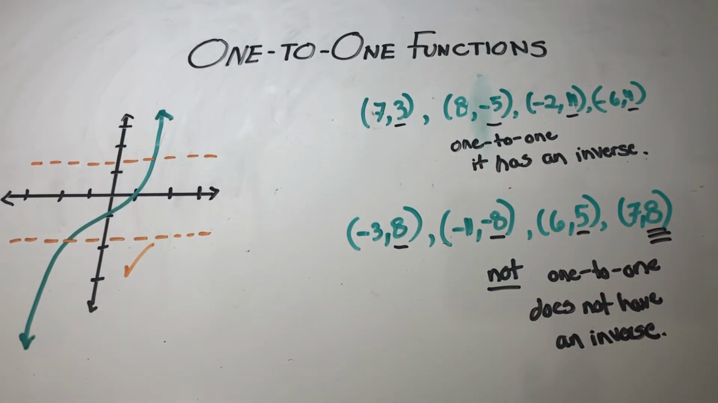There's not a lot of math to it, really. You can determine if a function is one-to-one just by looking at the graph, as we did in the previous examples here. Or you can take a look at the y values of the ordered pairs of whatever function. And from there you can determine whether or not it is one-to-one, and from there you can determine if it has an inverse or not.